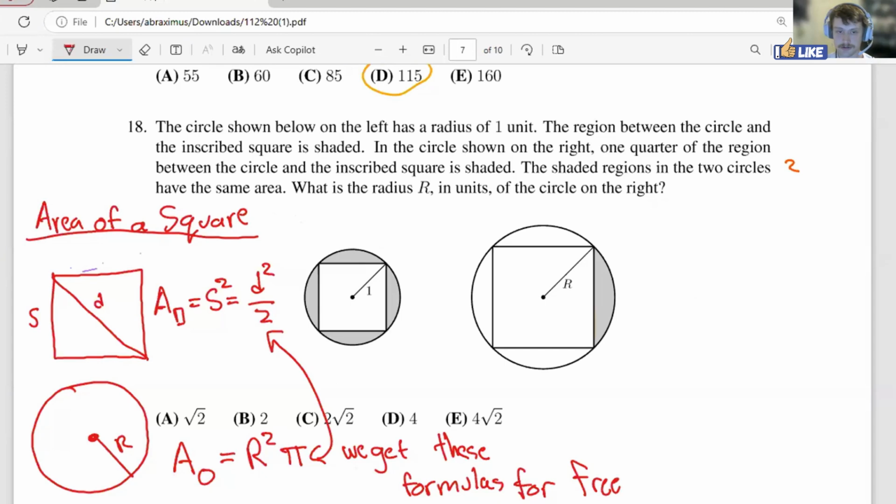So let's talk about what is the area over here. I'm going to shade it in orange. What is this area? So orange is equal to circle minus square.